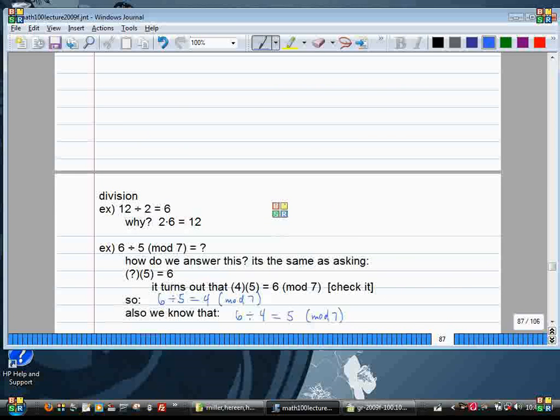Now, of course, make sure that you write down mod 7, because if you simply write down 6 divided by 5 equals 4, your elementary school math teacher will come and hunt me down. Okay. But mod 7, this is absolutely correct.